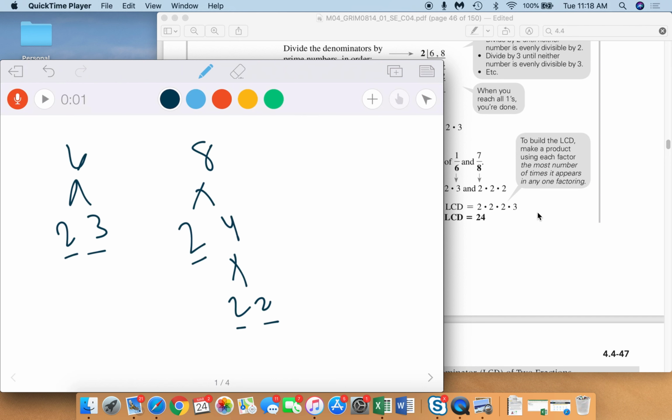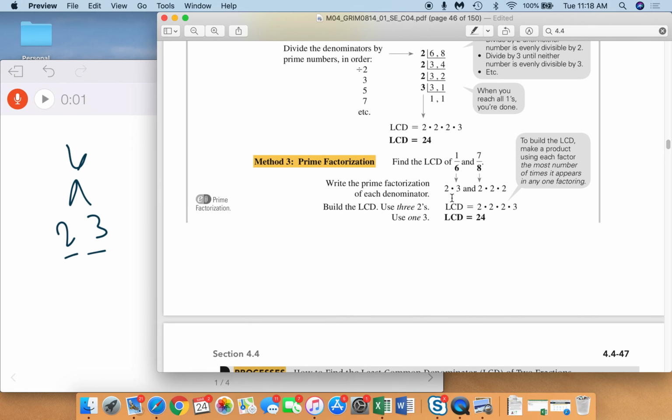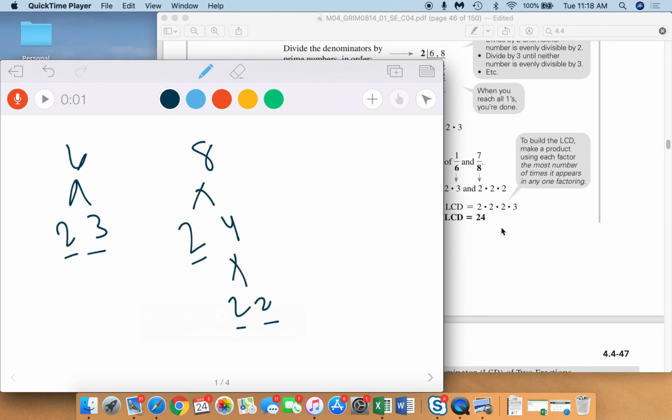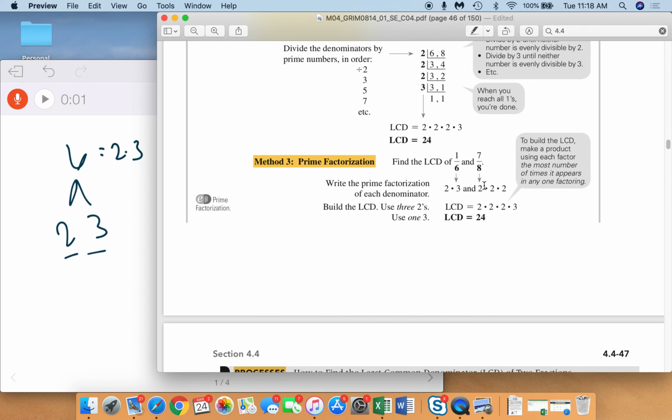So we were talking about the prime factorization method. The way they came up with this 2 times 3 and this 2 times 2 times 2 was by doing the factor trees that we learned about last week. So again, 6, you have 2 and 3. 8, you have 2 and 4, and then it goes down to 2 and 2. So remember that means that the prime factors of 8 are 2 times 2 times 2, and for 6, it's 2 times 3. So that's where they got these numbers.